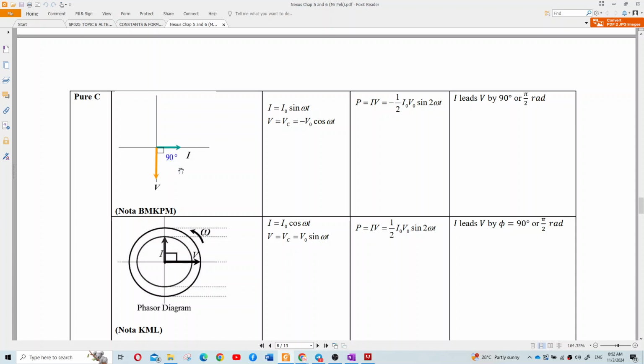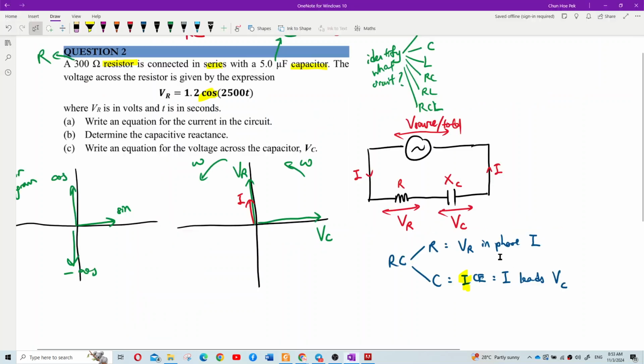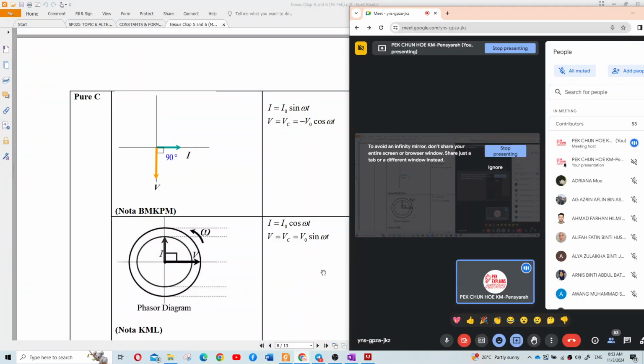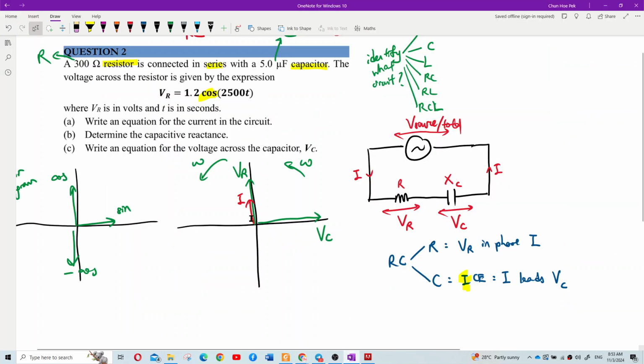So dua benda ini dia boleh rotate punya, ya. So if current di sini, voltage di bawah. Kalau current di atas, voltage di sini. These two is the same. Current still lead voltage by 90 degree. This one also current lead voltage by 90 degree. See that, class? It's just like the whole graph rotate only, rotate ke atas. Boleh faham, class? Can understand? Good. Okay, let's continue.